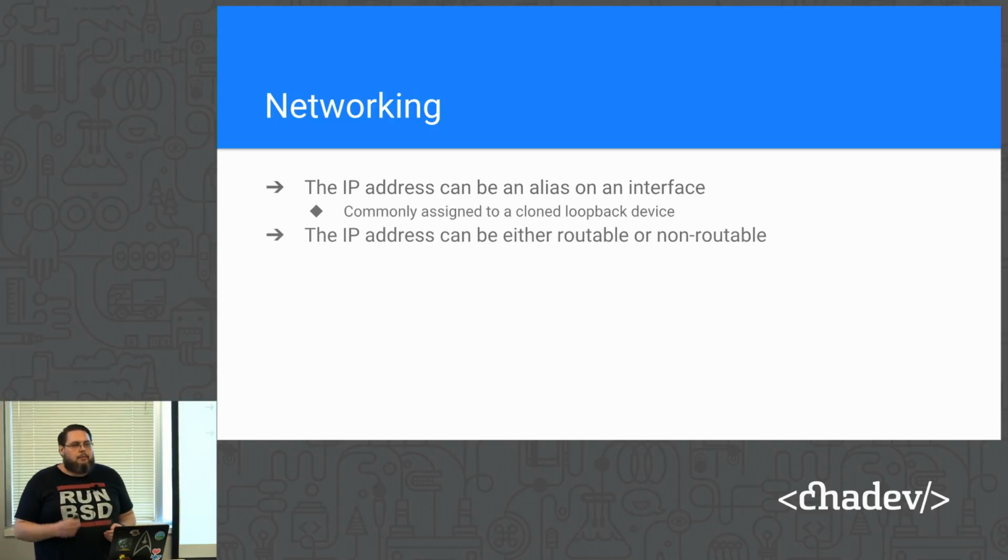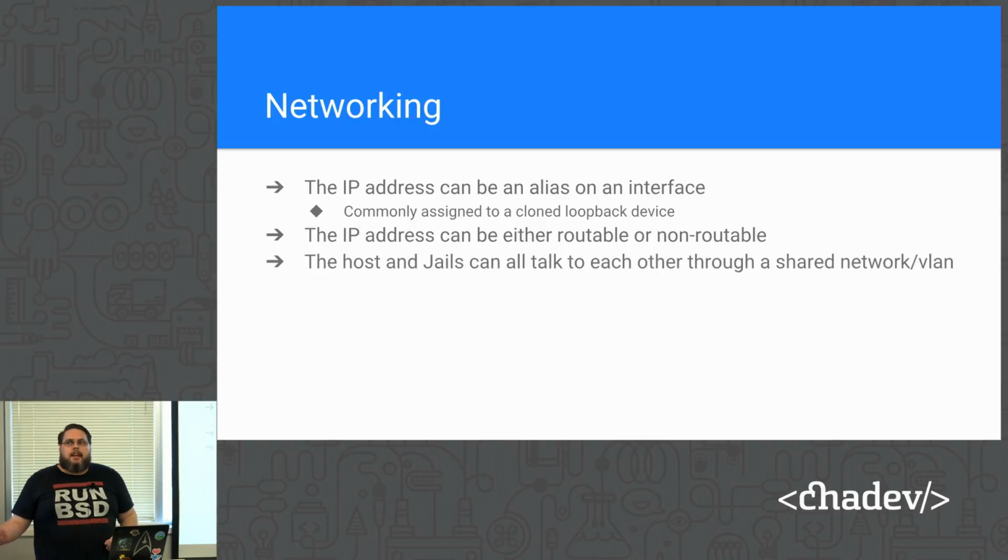They can be either routable, so you can have your jail directly exposed to the internet traffic, or they can be non-routable and use port forwards to be able to forward traffic back and forth between. And then when you set this up, the host and all jails are able to talk to it as if it's another box physically on the LAN. So I'd be able to access, say, the database server that's running in one of the jails through the TCP connection.